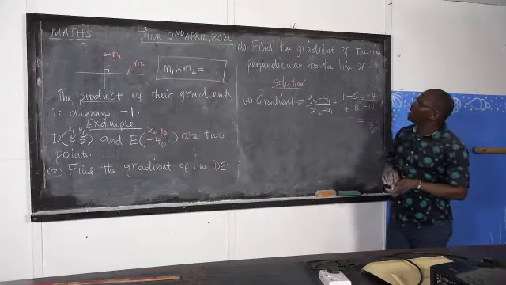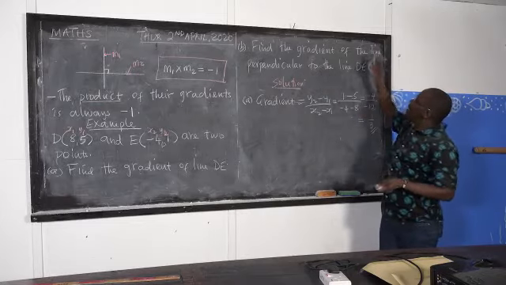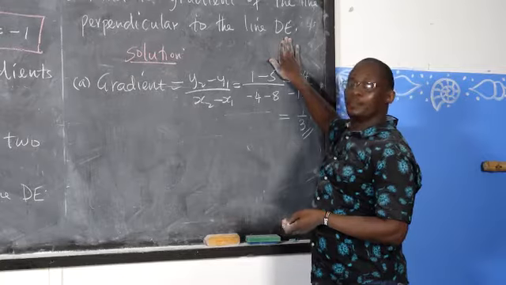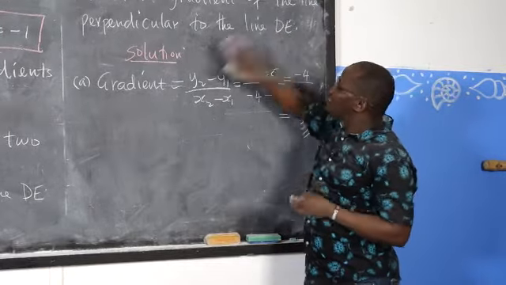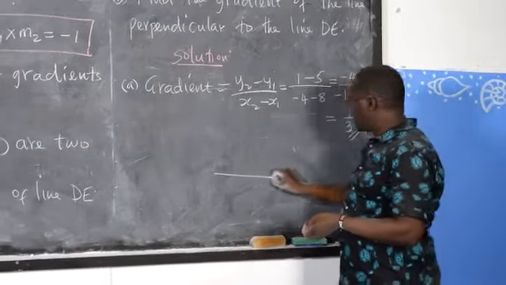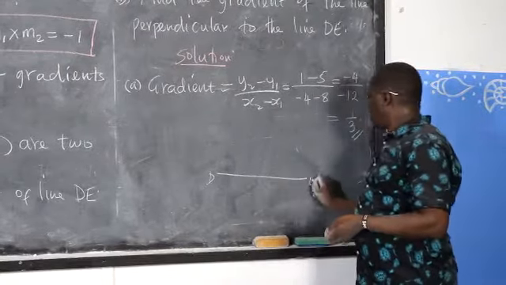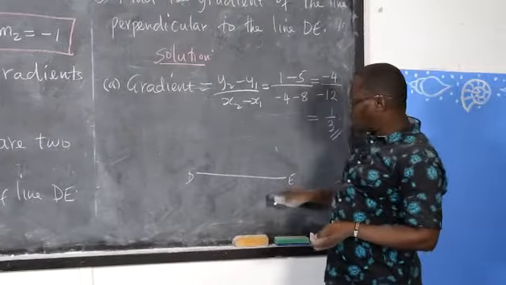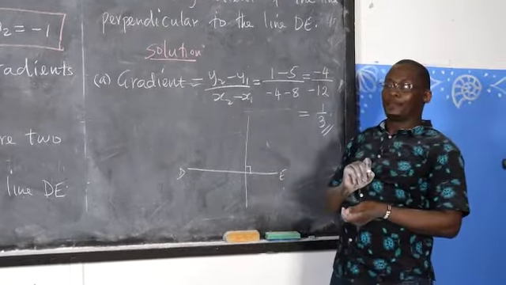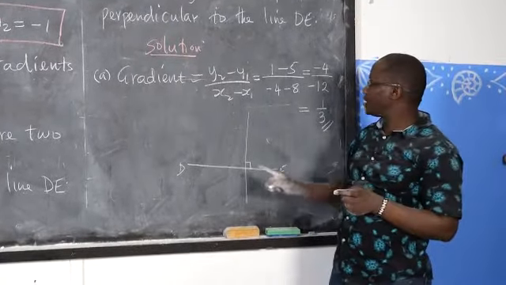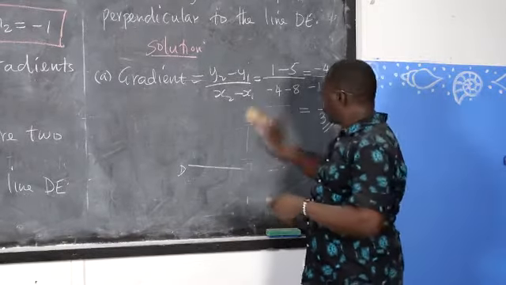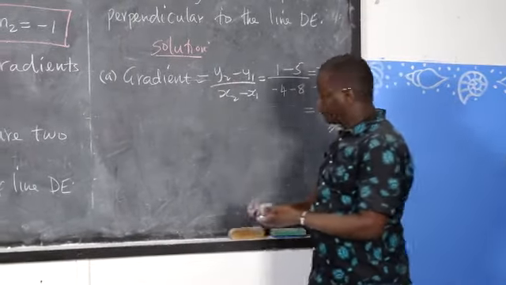So the second part now, we are told to find the gradient of the line perpendicular to DE. Means we are talking about the gradient that meets the line DE at 90 degrees. So if we have this as our DE, the line that is perpendicular to line DE is any line that meets DE at 90 degrees. So here now it is upon you to remember that the product of the gradients should always be -1. So you need to write that down first.